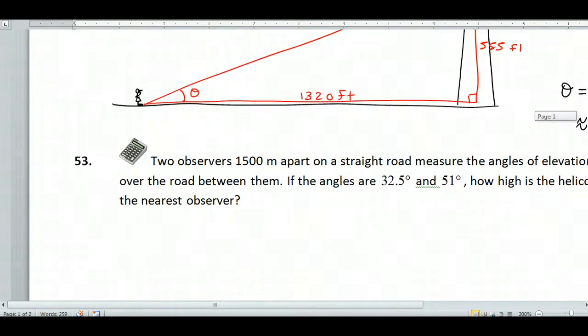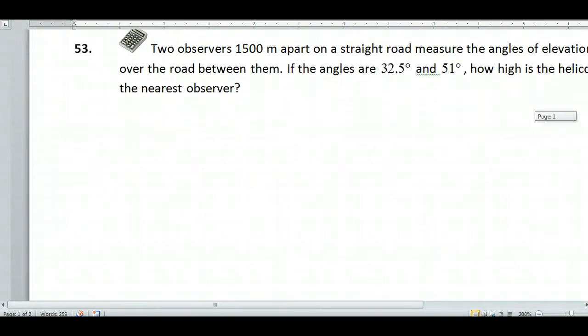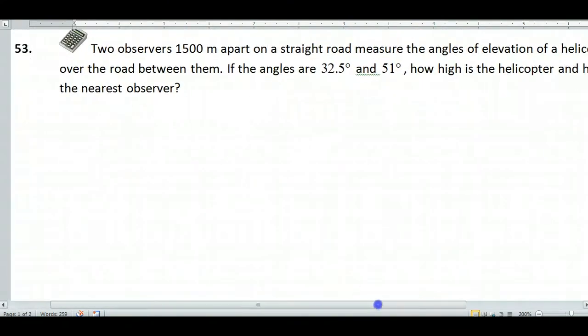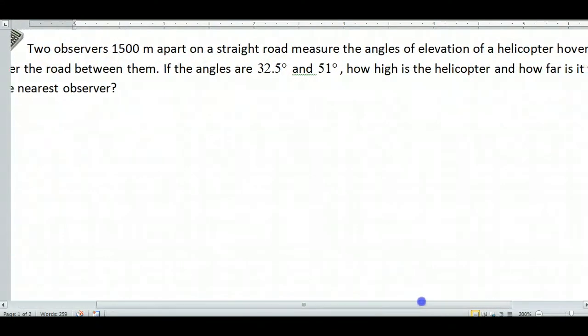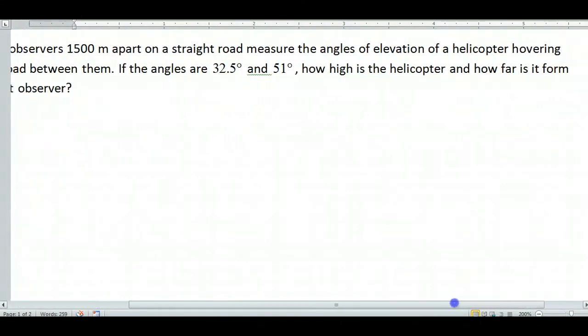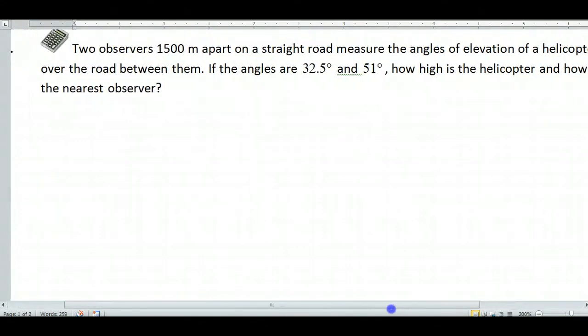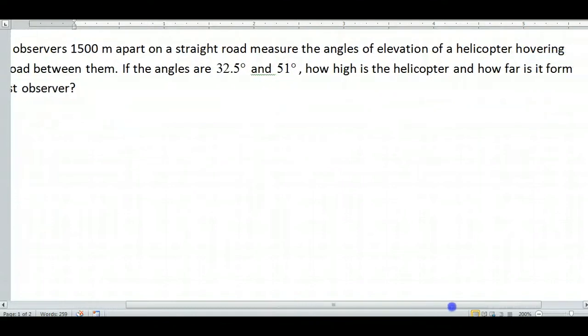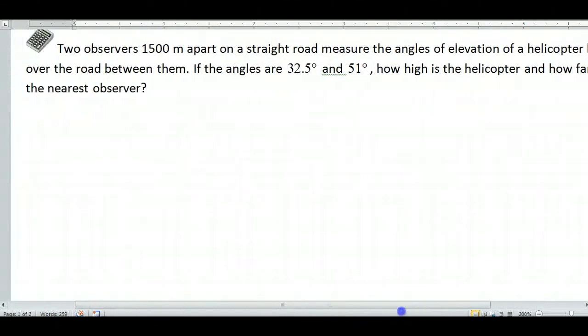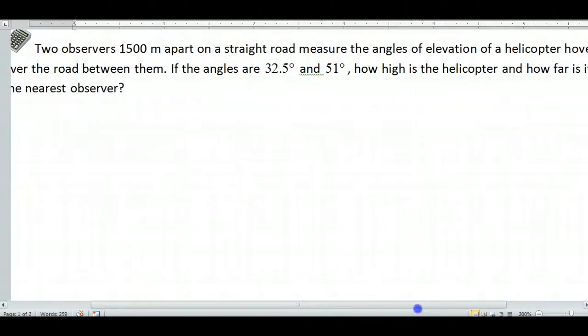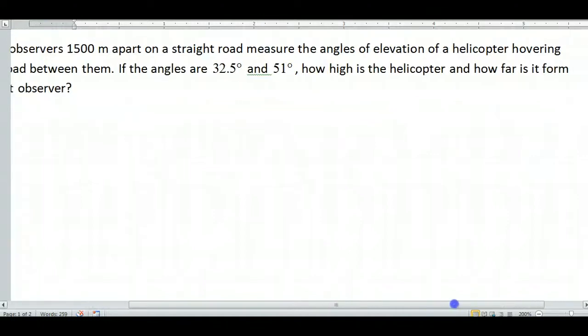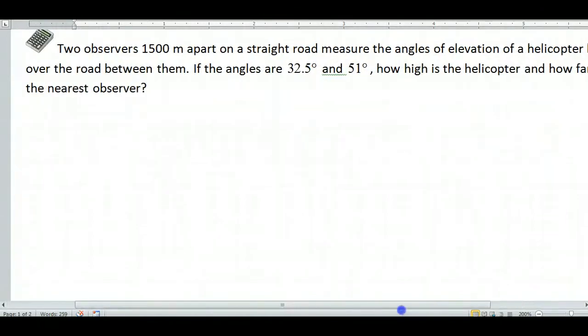Next, two observers 1,500 meters apart on a straight road measure the angle of elevation of the helicopter hovering over the road between them. If the angles are 32.5 and 51, how high is the helicopter and how far is it from the nearest observer?